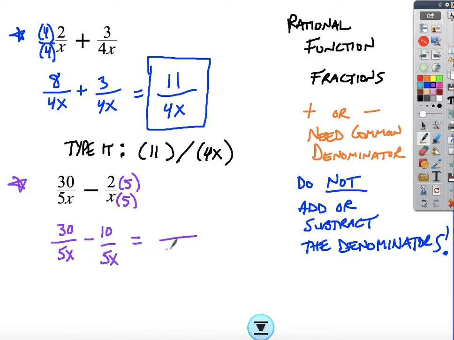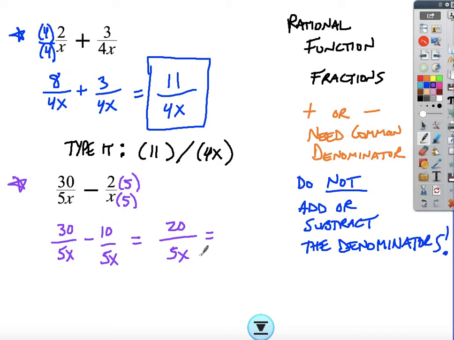The common denominator stays your denominator, so 5x is my denominator. And now I can subtract the numerators. So 30 minus 10, I'll get a 20. Okay, now always ask yourself, can I reduce? And in this case, yes, you can reduce because 20 divided by 5 actually reduces down. Now, 20 divided by 5 is 4, and then you have an x on the bottom of the fraction.